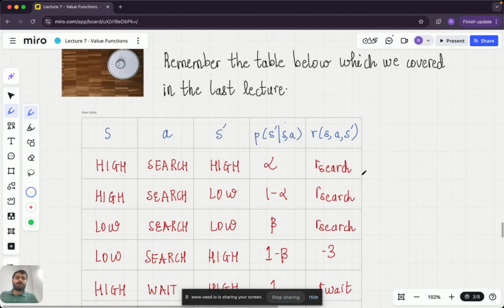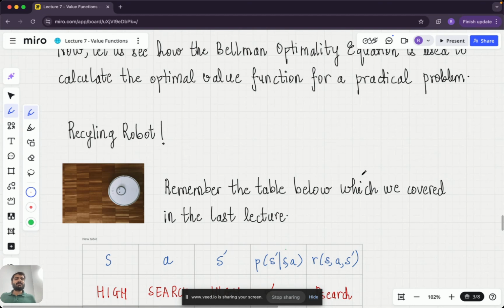Now, remember what this problem was? We had a robot which was tasked to pick up as many trash cans as possible. There were only two states for this robot, either high or low. For each state, the robot could take different actions. There were three possible actions: either the robot can actively search, the robot can wait, or the robot can go back to the charging station and recharge itself. We are giving a reward of -3 if the robot has to be recovered and the battery dies.